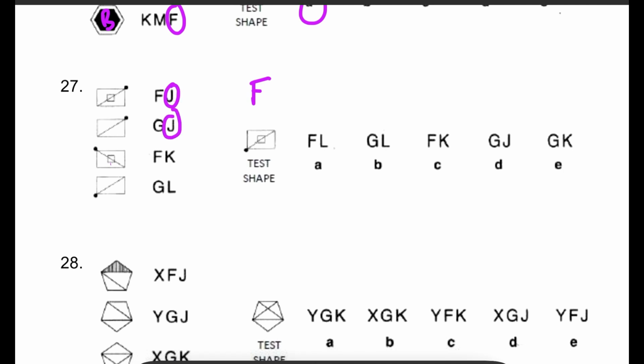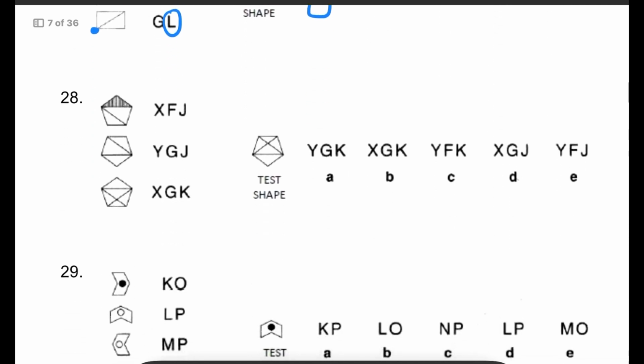These two both have a J as the second letter, and they both have this black circle thing in the top right corner. The one in the test shape is in the bottom left corner, same as this one. The second letter here is an L, the second letter here will be an F. L, FL, so the answer is A. Next question.